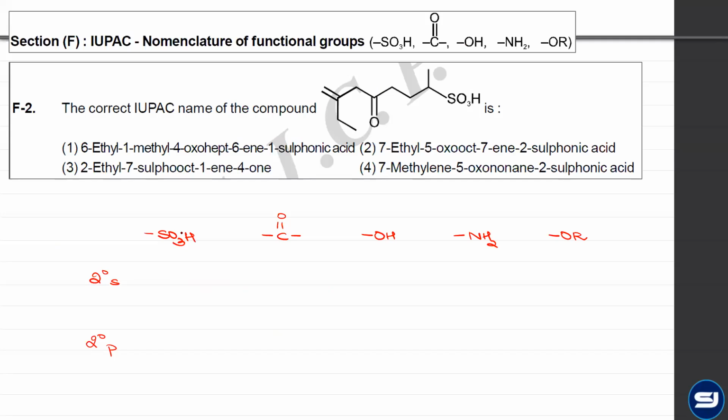So if the sulfonic acid is present in the main chain and it is the main functional group, it is named with the suffix sulfonic acid, and as a prefix, same thing.